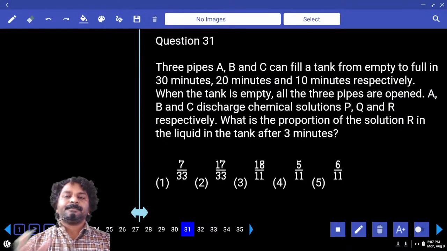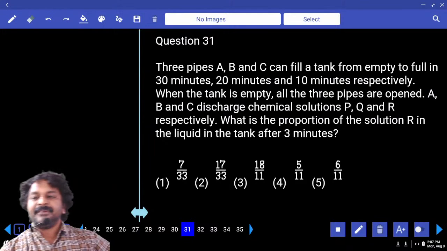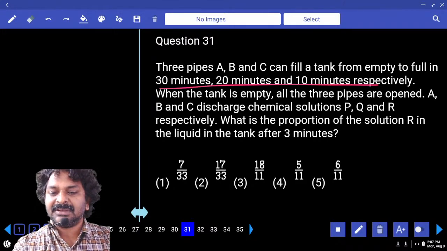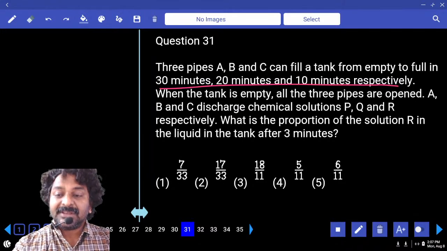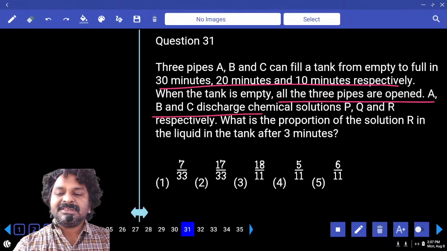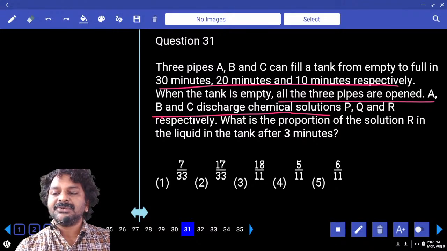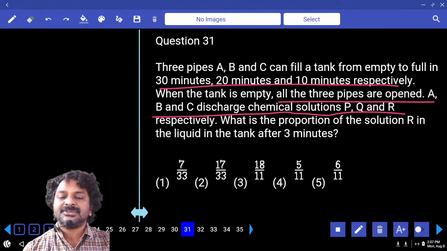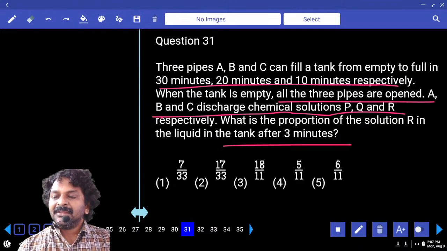Right, 31. Three pipes A, B, C can fill a tank from the bottom, from empty to full, in 30, 20, 10 minutes respectively when the tank is empty. All three pipes are opened. A, B, C discharge chemical solutions P, Q, R respectively. What is the proportion of solution R in the liquid in the tank after 3 minutes?